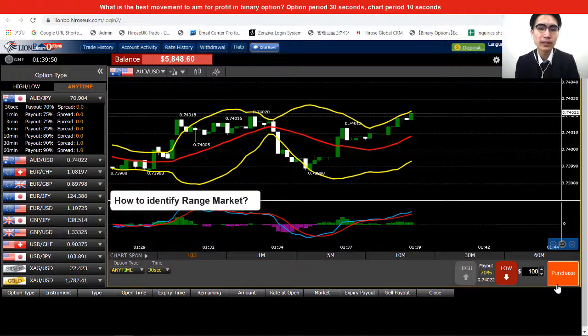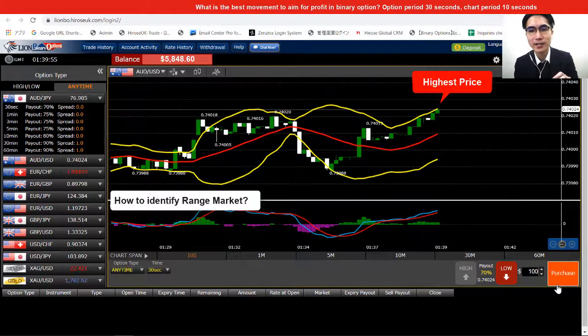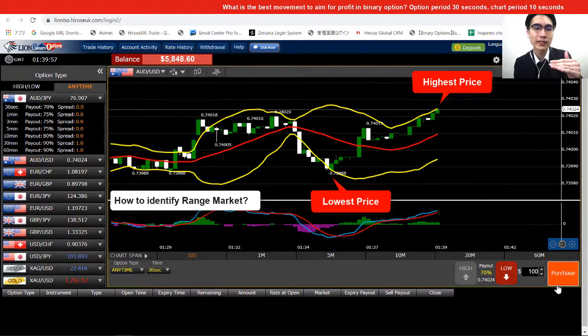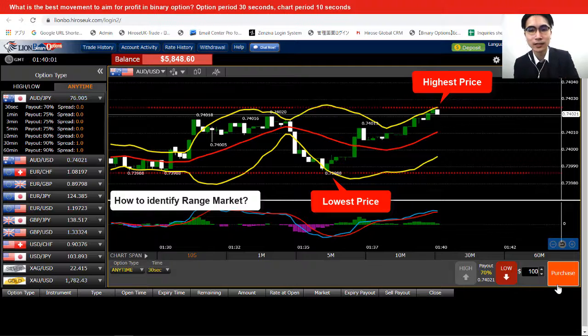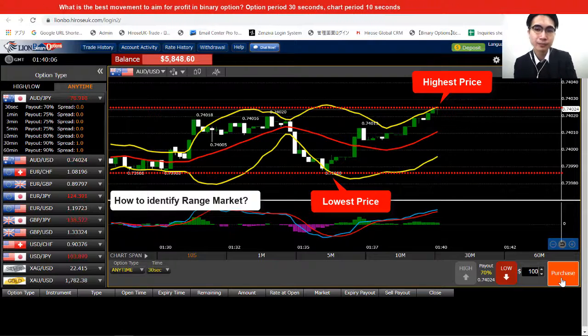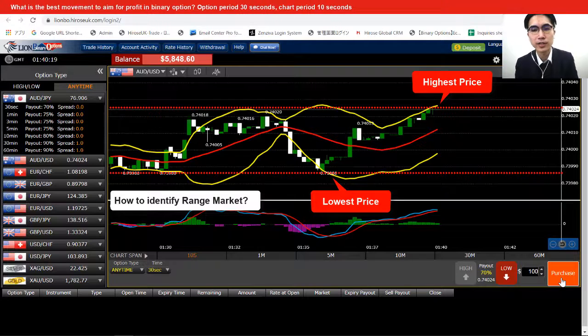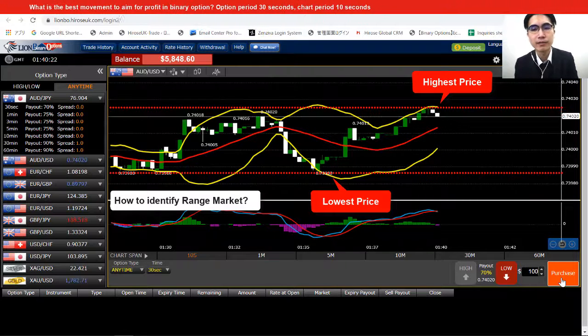In a range market, in my mind, I first look for the highest price and the lowest price, above the candlesticks and below the candlesticks. If I put 2 lines on these two prices here, then I will have a range. If the price is moving within this range, then I would say that the market is in a range market, which is suitable for range market trading strategies. So that's how I confirm a range market.